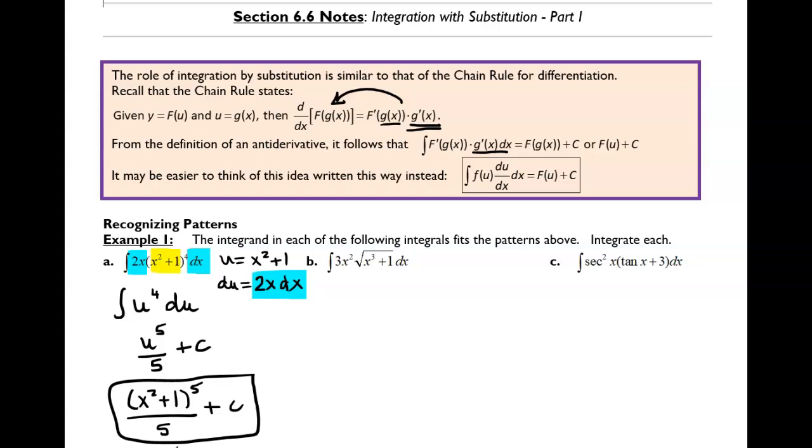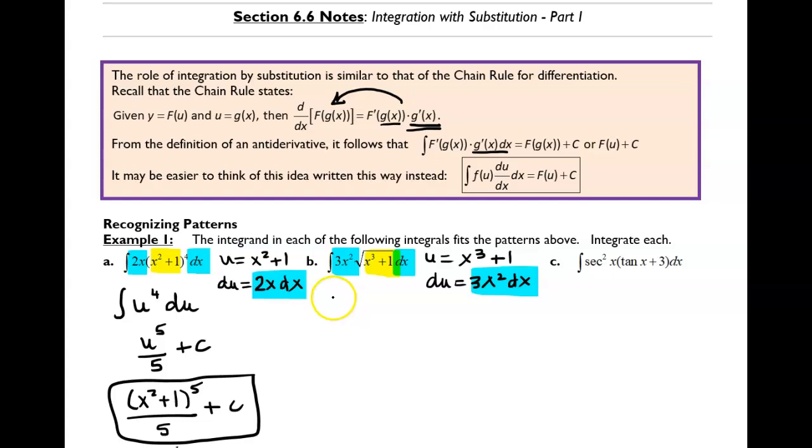So in part B, I have the integral of 3x squared times the square root of x cubed plus 1 dx. So I'm going to be looking at my inside function first. So I see that x cubed plus 1. That's what I'm going to try to make my u. U equals x cubed plus 1. Let's check then to see if our du is present. Du, the derivative of x cubed plus 1, is 3x squared dx. Do I have a 3x squared dx? I do have a 3x squared dx. And so I can go ahead and make this substitution.